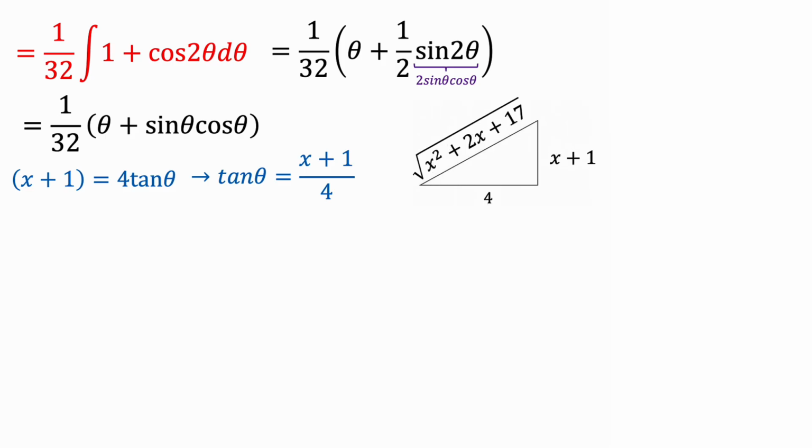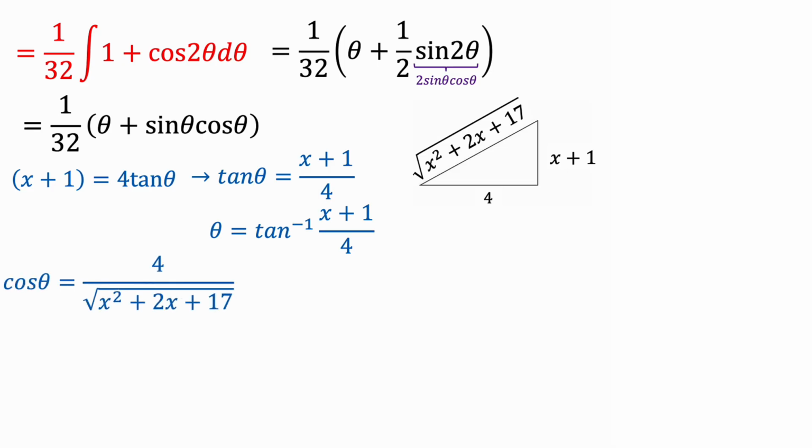Well, if we construct our well-known right triangle, we can very easily determine the cosine of theta. And what we have, I've already written it down using the Pythagorean theorem. It's quite simple. If we substitute, we'll get cosine theta, 4 over the square root of x squared plus 2x plus 17. Sine is also obtained very easily. Well, sine can also be found. The opposite side divided by the hypotenuse. That's exactly what you get. And this is sine theta.